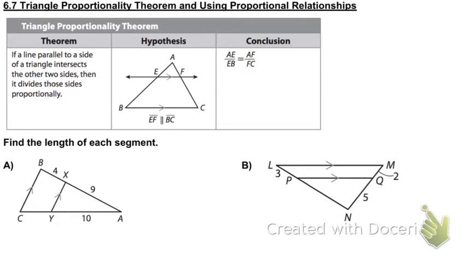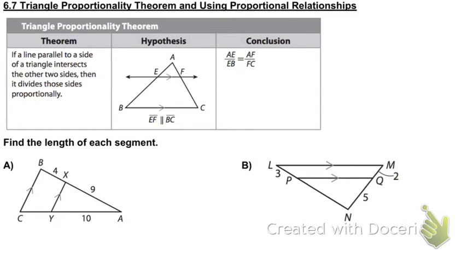Throwback Thursday, the 11th of February, you guys will be able to use the triangle proportionality theorem and proportional relationships. Whew! That's a mouthful. Triangle proportionality theorem. We're starting out with it. Here's the theorem. If a line parallel to a side of a triangle intersects the other two sides, then it divides those sides proportionally. Let's dive into what that says.